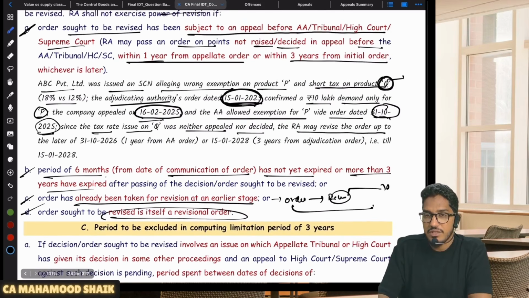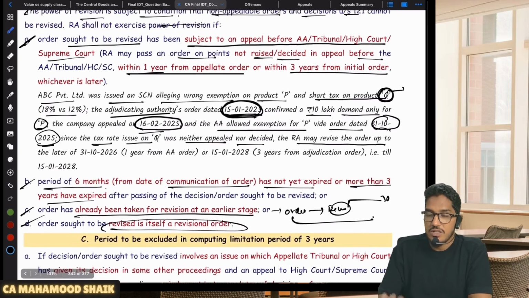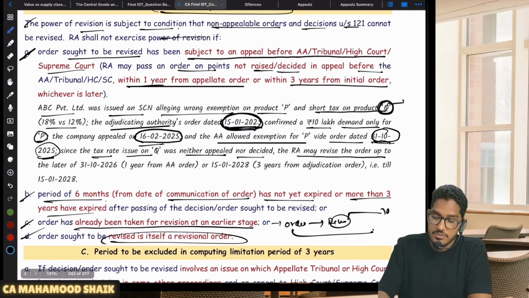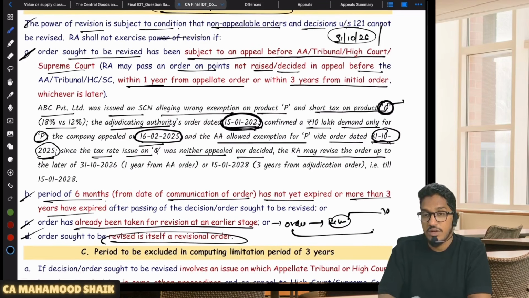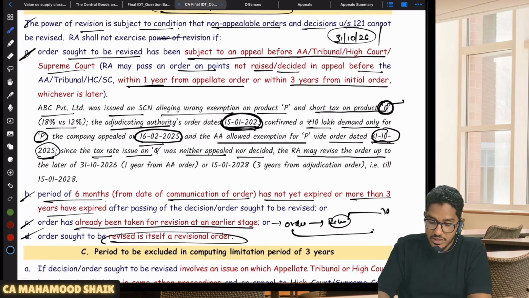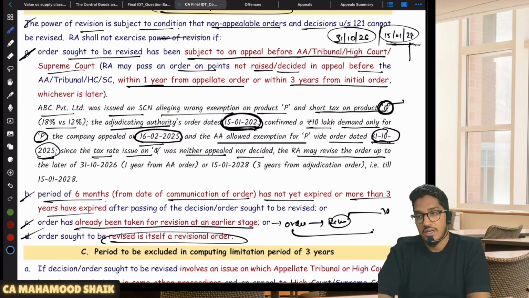Within 1 year from the date of the appellate authority's order. What is the date of the appellate authority's order? 31st of October. 1 year means 31st of October 2026. Or one more date we have: 3 years from the date of the original order. The original order was given on 15th of January. 3 years from there means 15th of January 2028, whichever is later. Till this date you will have time to revise.